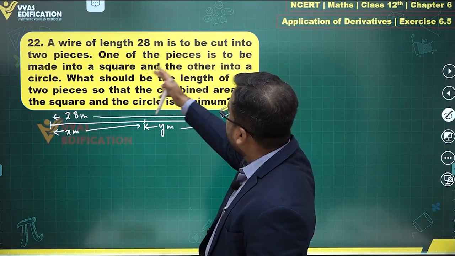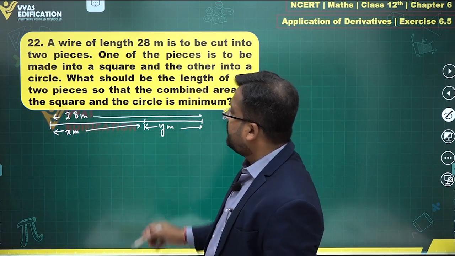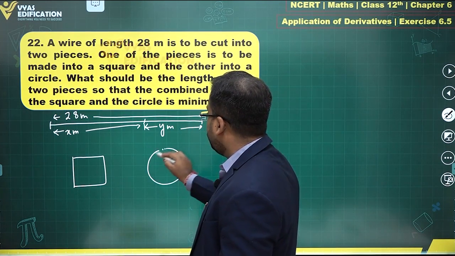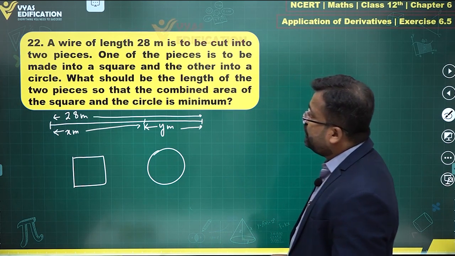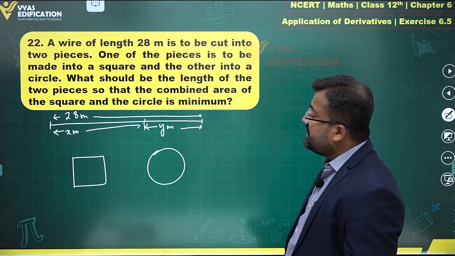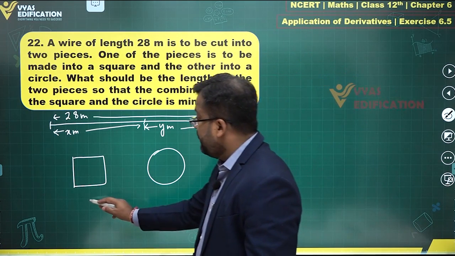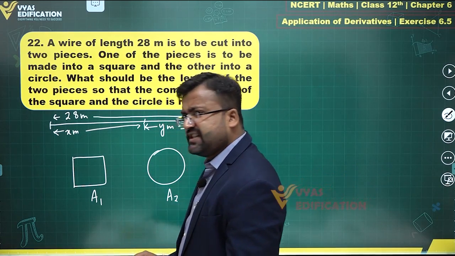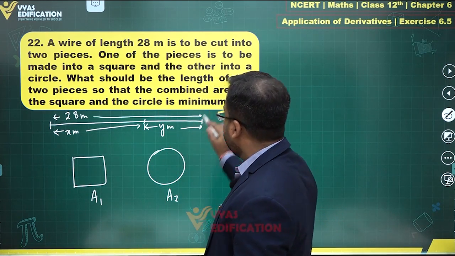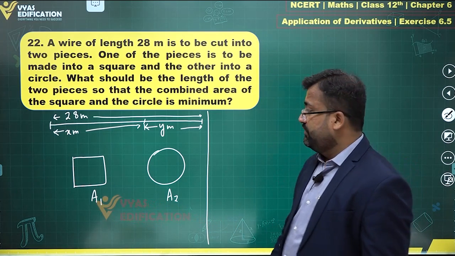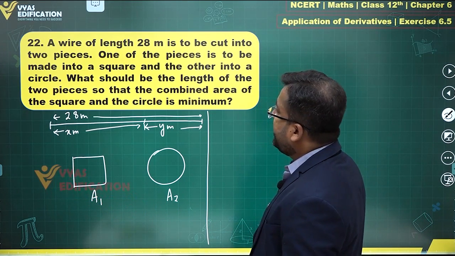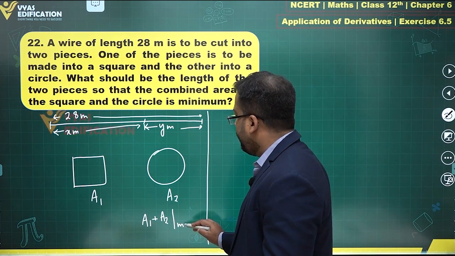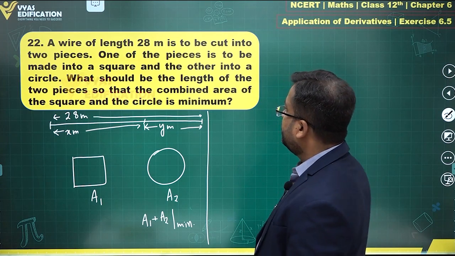One of the pieces is to be made into a square and the other into a circle. This x will be converted to a square and this y will be converted to a circle. What should be the length of the two pieces so that the combined area of the square and the circle is minimum? This is A1 area, this is A2 area. Mind you, the perimeter is x, and the circumference is y. That's the limitation between these two. A1 plus A2 has to be minimum. That's the target.